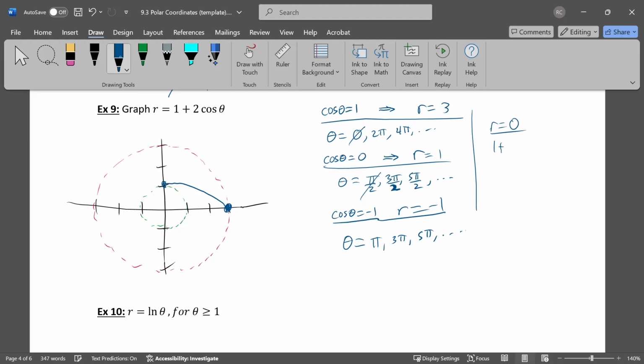Well, r is 0 when 1 plus 2 cosine of theta is 0. So that's when cosine of theta is -1/2. And that's when theta is, let's see, 2 pi thirds? Yes, 2 pi thirds. So that tells me if I mark the angle 2 pi thirds, that my graph needs to go down to 0 in a line with that angle. And now it's going to rotate out down to -1 when I get to pi.